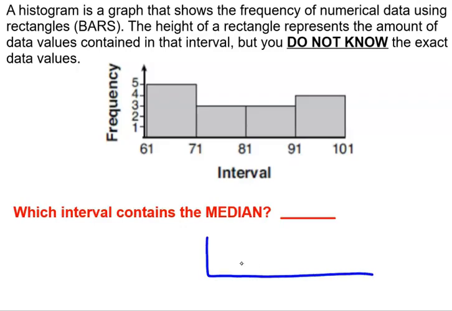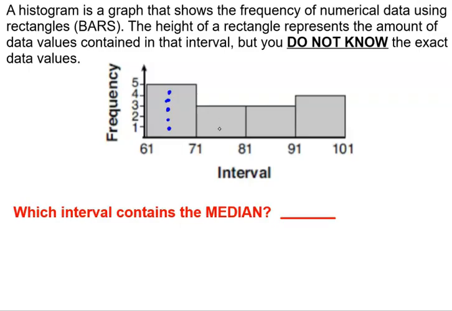So a bar graph uses bars that are separated with space in between. But a histogram cannot have any space in between because it shows the boundary of when you move up into the next interval zone. Now, what's different about a histogram than a dot plot is we don't actually know the data that's in here. There are several numbers between 61 and 71, and we don't know what they are. We just know that there are 5 numbers in this interval.